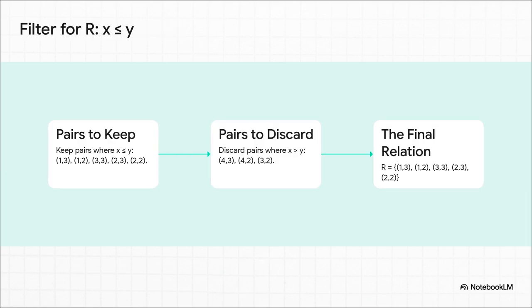And now we filter. It's like a game of keep or discard. We go through our list pair by pair. Is 1 less than or equal to 3? Yep, keep it. How about 4 less than or equal to 3? Nope, that one's out. We just do that for every single pair. And the ones that survive, the ones that pass our test, well, that's our final relation, R. And that's the big takeaway here. The relation is just a hand-picked subset of all the possibilities we started with.